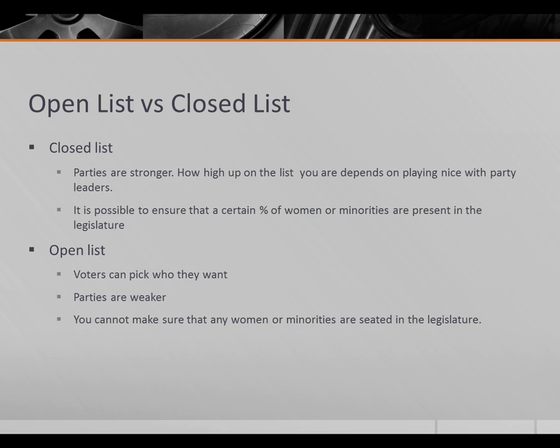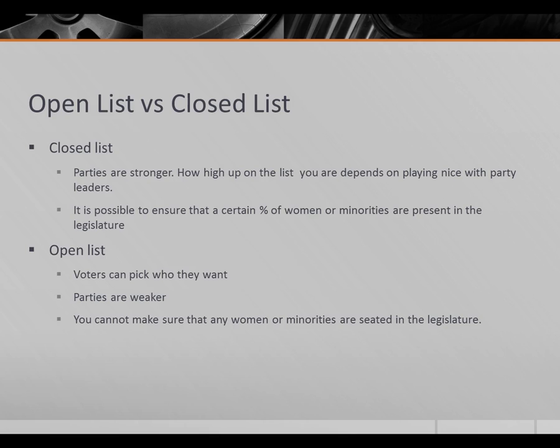Now, the difference is that in closed list, parties are stronger because you have to play nice with the party leaders to be higher up on the list. And the closed list can do this social engineering whereby women and minorities can be quote-unquote gerrymandered into the political system by requiring that a certain number of people are on the list, or a certain number of people from these groups are on the list.